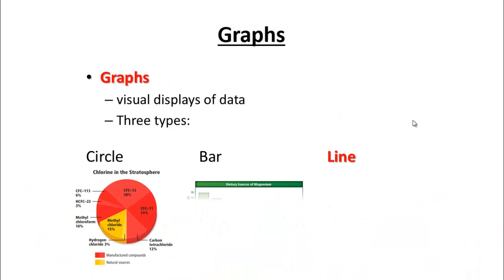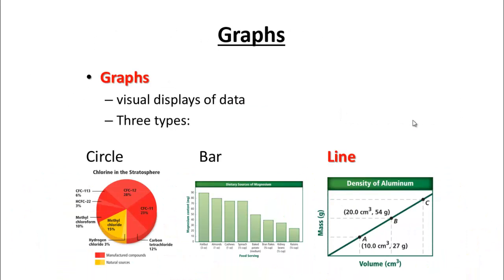Here we go. So, graphs. Graphs are basically just visual representations of data. When you graph things out, you start to see some kind of patterns. That's why we do it. There's three major types: circle, bar, and line. It turns out the line graph is probably one of the more commonly used ones in chemistry.